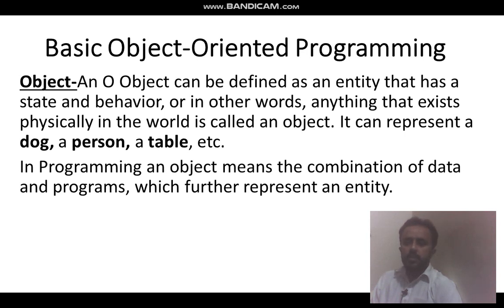In other words, anything that exists physically in the world is called an object. It can be, for example, a dog, a person, a table, etc. In programming, an object means the combination of data and programs which together represent an entity.